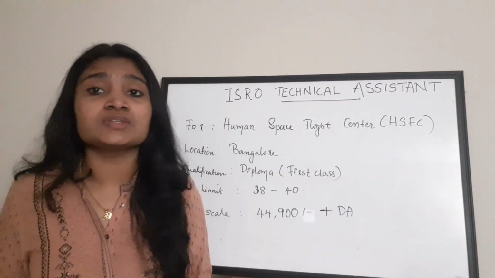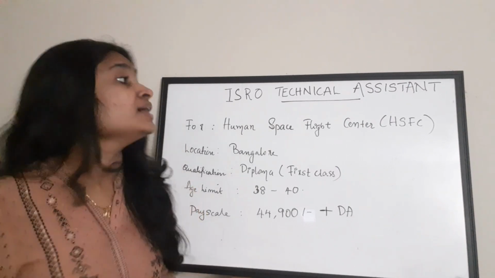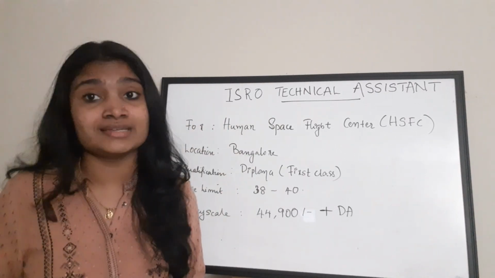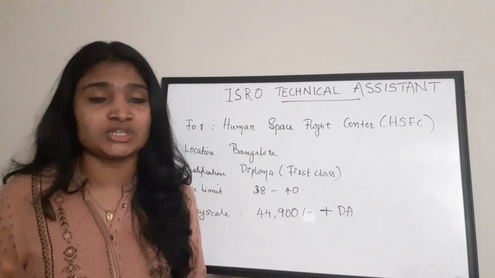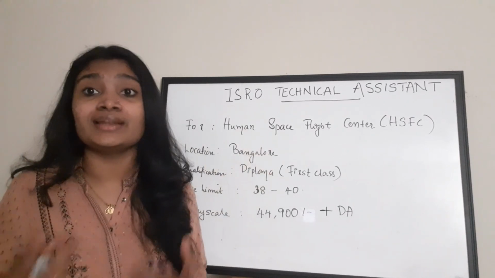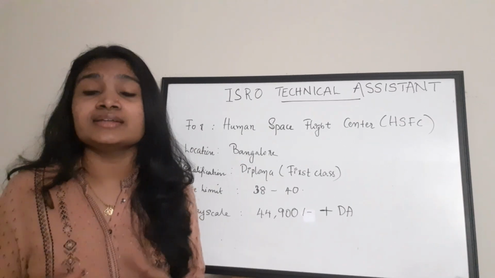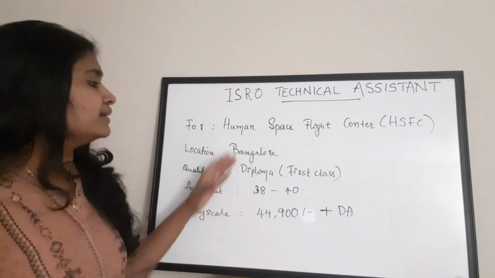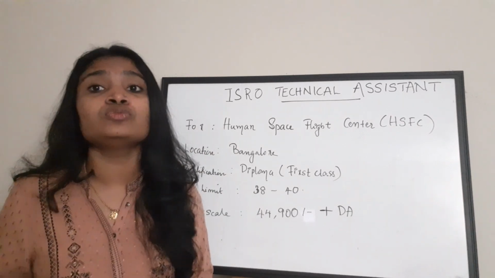Before going into the selection process, let me just tell you the basic details about the ISRO Technical Assistant Examination. It is for the HSFC location of ISRO, which is in Bangalore. The selection process will happen entirely in Bangalore, and this is for diploma people. If you are taking the case of electronics people, you should have a diploma in electronics engineering, that is a 3 year diploma with a first class. That is the qualification you should have, and the age limit is 30 for the general category, and up to 40 years for reserved categories.